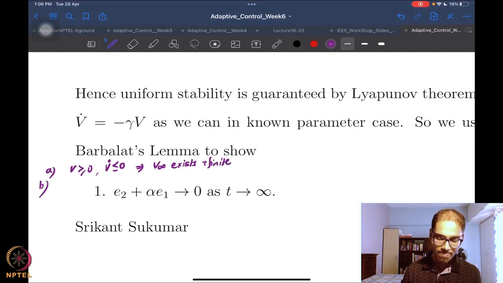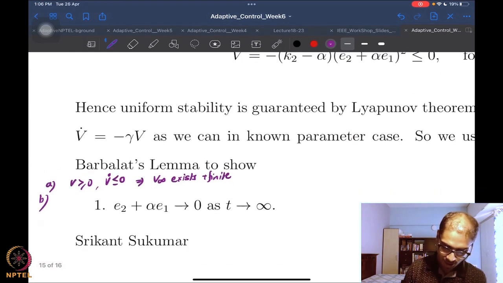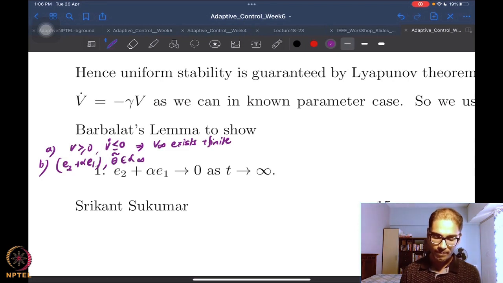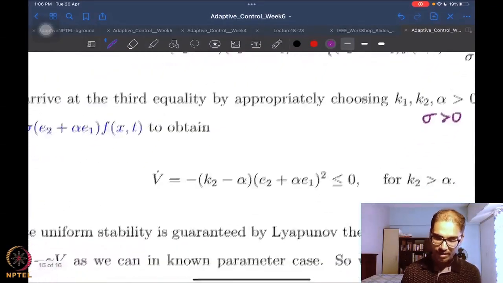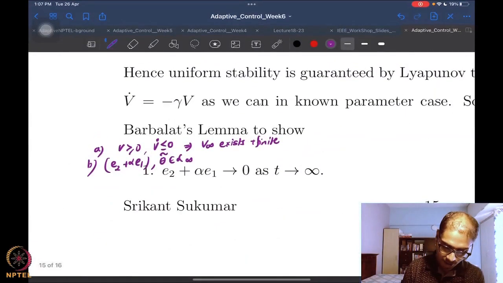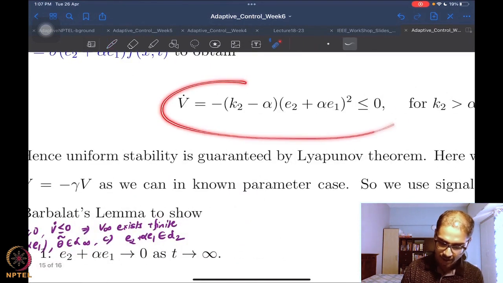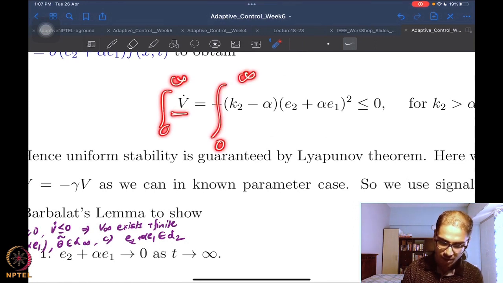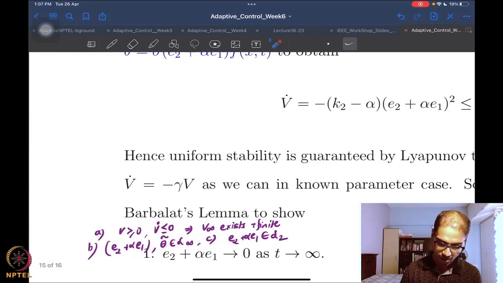Then the second step is that E2 plus alpha E1 and theta tilde are both bounded. Because that is in the V, and V is non-increasing. Therefore, both E2 plus alpha E1 and theta tilde are bounded. The third step is E2 plus alpha E1 is L2. Why? That can be obtained by integrating this thing from 0 to infinity. I can do this because V infinity exists and is finite, and we just showed that.